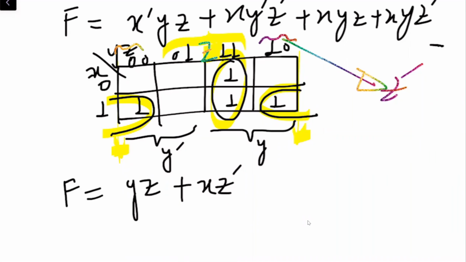Yes, sir. So whenever we want to make a group of two, we can just check what is not changing, and accordingly we can make the respective groups, right? Now let's see another example.